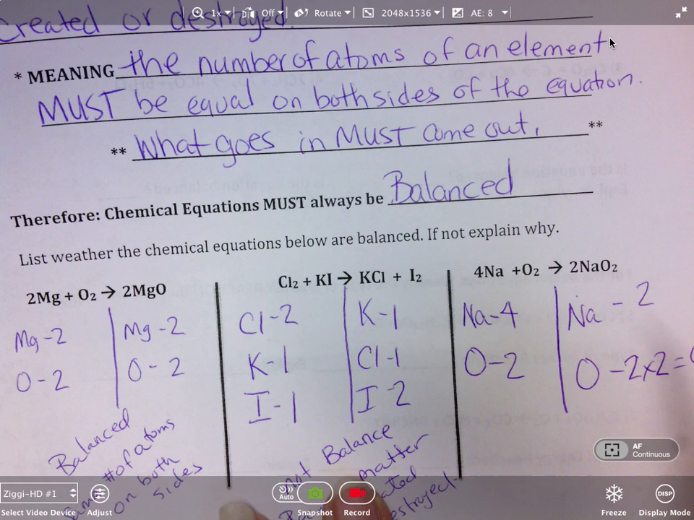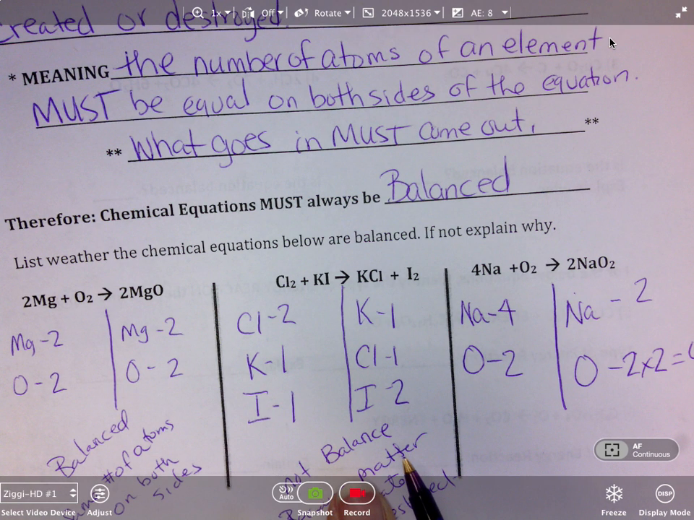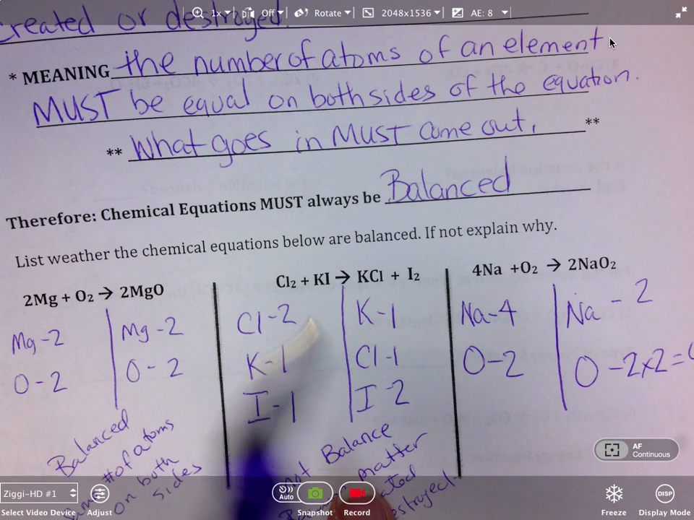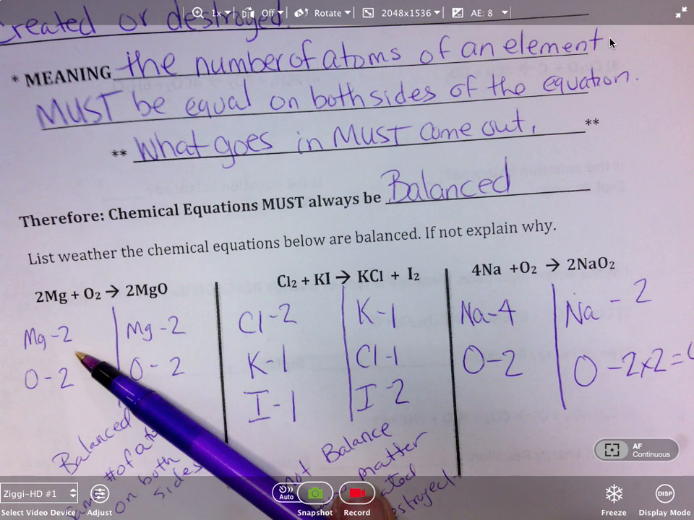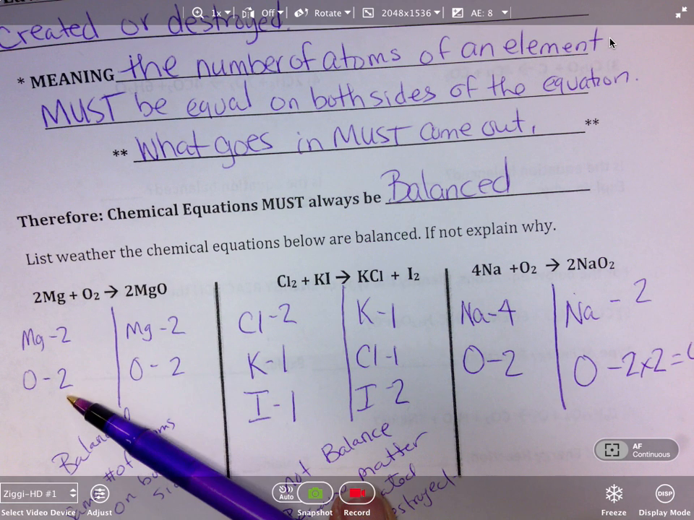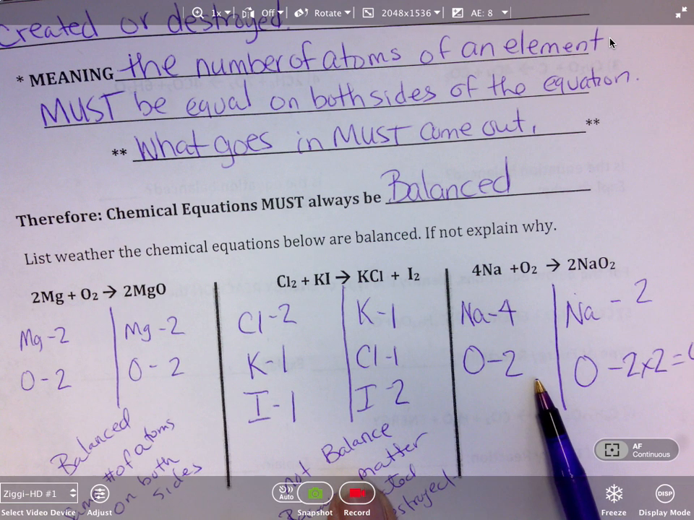Now, the reason why I stopped them and said we're not going to total them up is because when we're seeing if it's balanced, we're no longer concerned about the total number of atoms on each side. We want the total number of atoms for each element. So if we look at the first example, there's two magnesiums on the reactants, two magnesiums on the product. Two oxygens on the reactant, two oxygens on the product. We need to look at each atom.